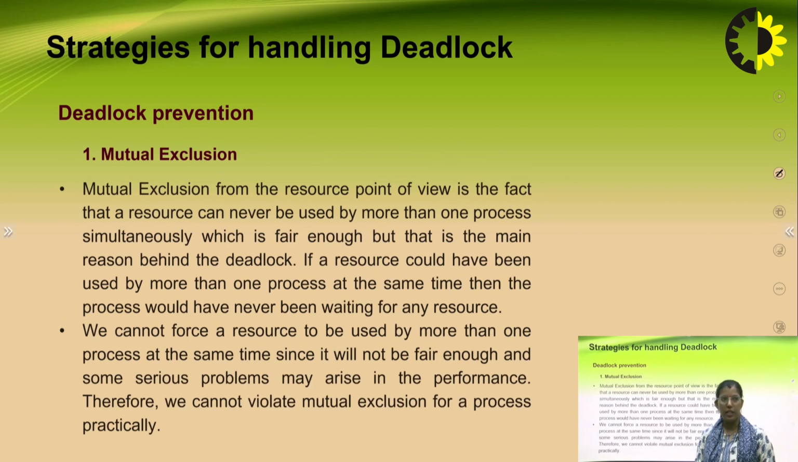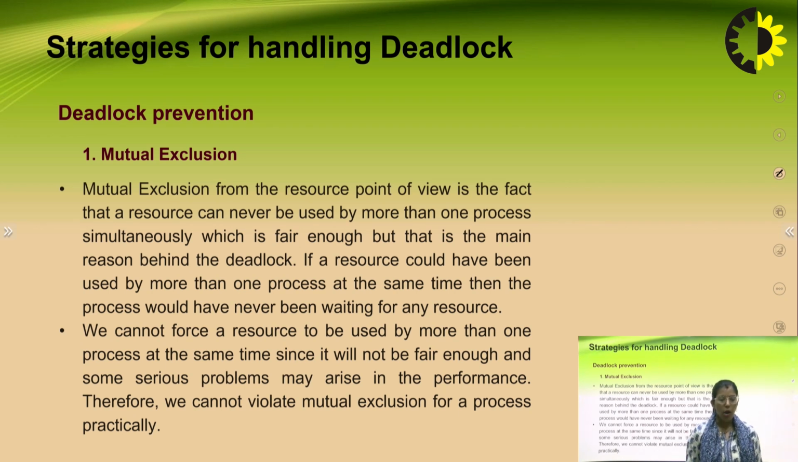For deadlock prevention, let's start with: are we able to stop or violate mutual exclusion? See, mutual exclusion from the resource point of view is the fact that a resource can never be used by more than one process simultaneously. But if a resource could be used by more than one process at the same time, then the process would never have been waiting for any resource.